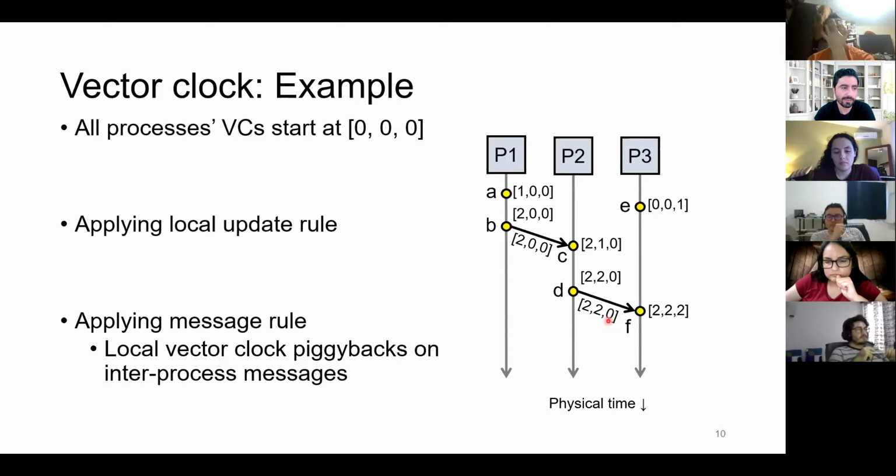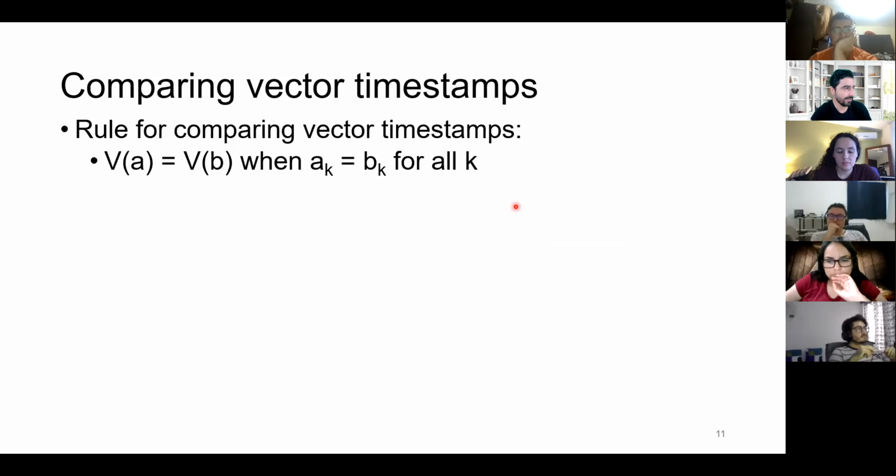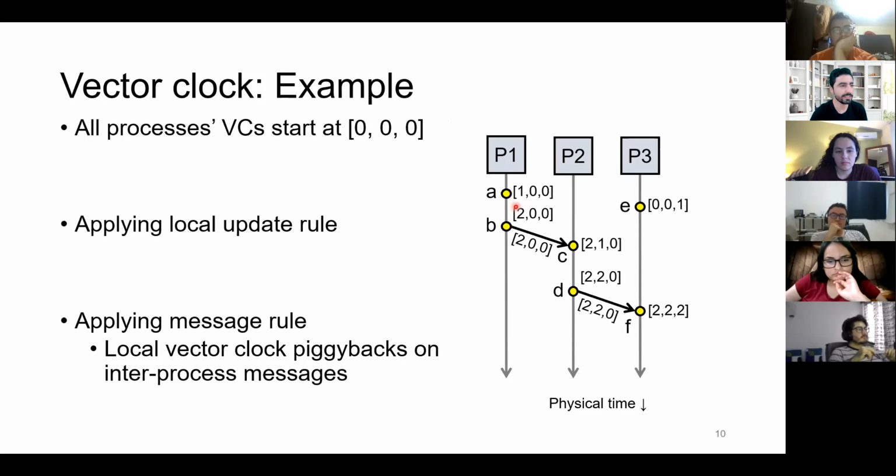And when it comes to here, this message arrives at F. F puts this 2, 2, 2, 2. The 2 comes from this, right? It's very clear, right? So now you have all these vector clocks for all the events, and how can you compare them?